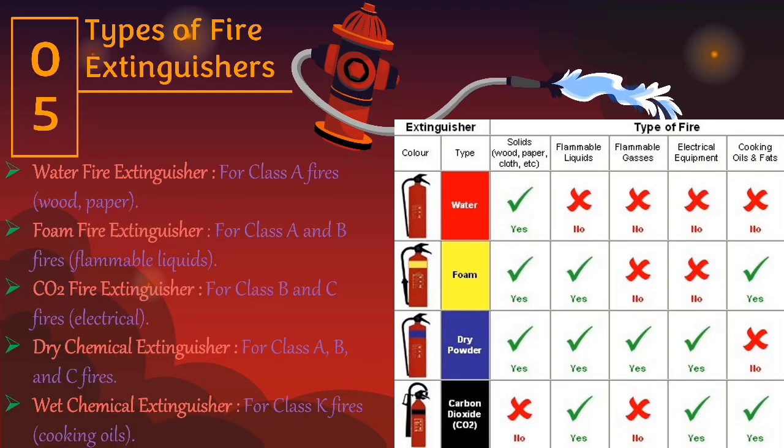CO2 fire extinguisher, best for Class B and C fires. Dry chemical extinguisher works on Class A, B, and C fires. Wet chemical extinguisher, designed for Class K fires in kitchens.